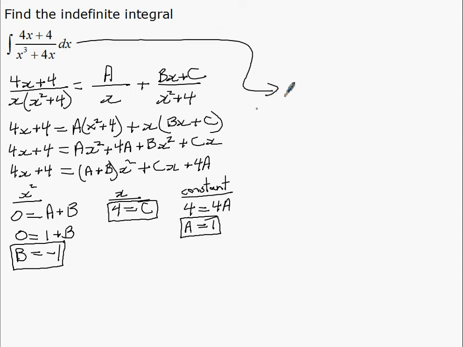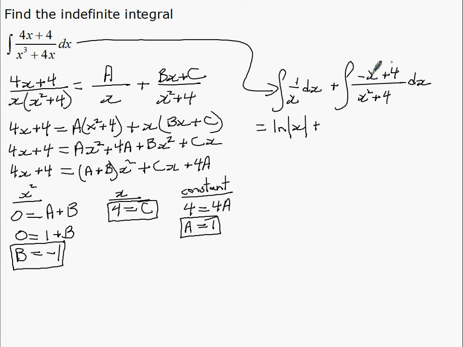Taking our integral then, and integrating the two pieces that we now have, we end up with the integral of 1 over x dx, replacing the a with 1, plus the integral of negative x plus 4 over x squared plus 4 dx. The integral of 1 over x dx, well, that's ln x.